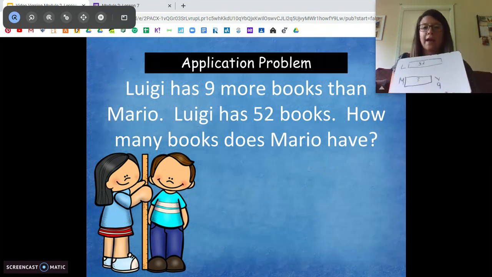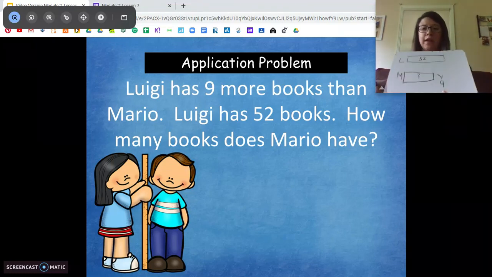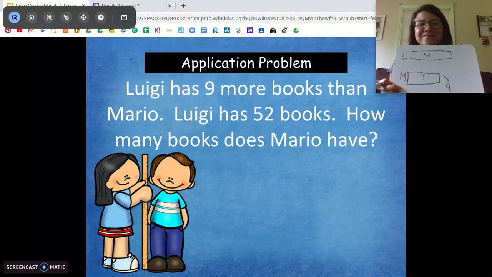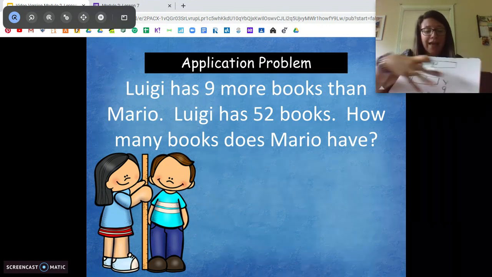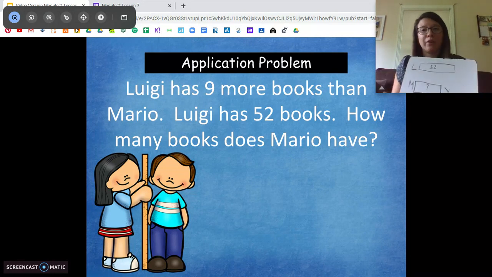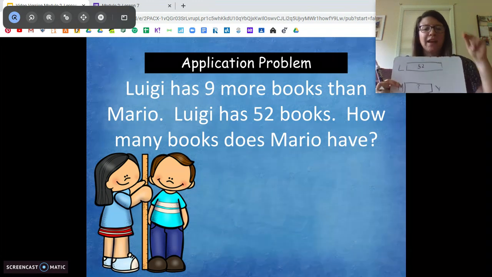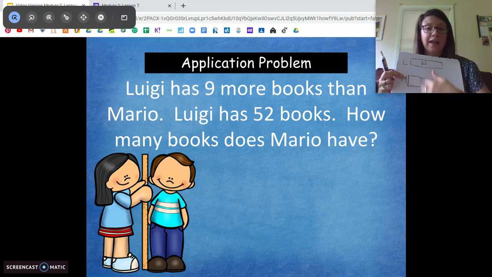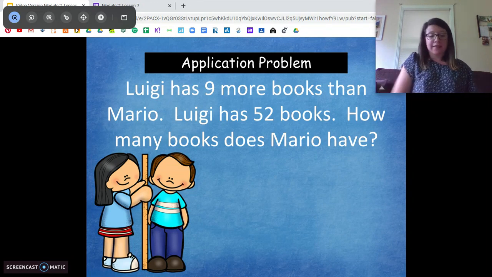Okay? So go ahead. Do you think we're going to add 52 and 9, or do you think we're going to subtract 52 and 9? Talk to someone at home about what you think and why. Or you can talk to me. What do you think? If we add them, we find out the total number of books that Mario and Luigi have together. Is that what the question is asking? No, right? It's asking how many books does Mario have. All we know is how many books Luigi has and how many more. But we have to subtract to find the difference.